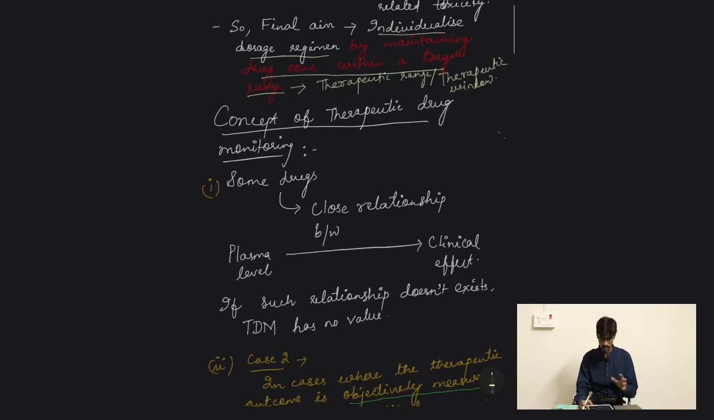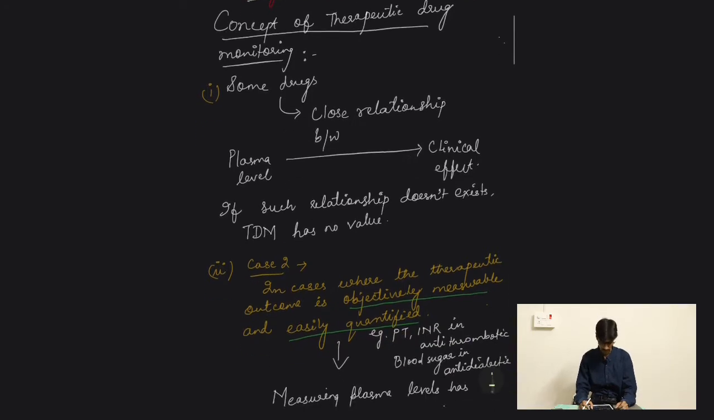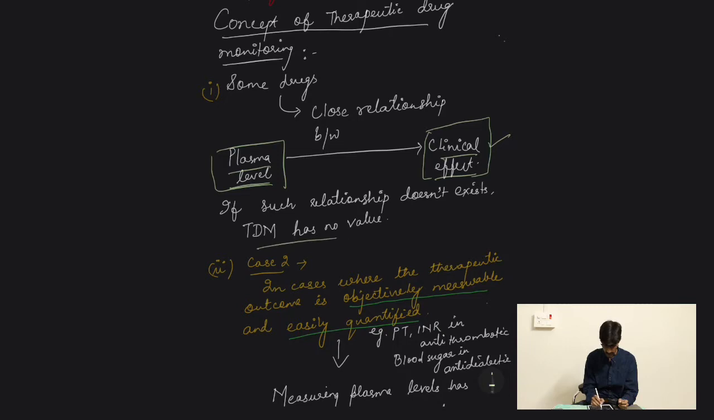Coming to the concept of therapeutic drug monitoring, there are three case scenarios. First one is that some drugs have a close relationship between the plasma level and the clinical effect. In such cases where there is a relationship between the therapeutic plasma level and the clinical effect, only in those cases is therapeutic drug monitoring required. Whereas if such a relationship does not exist, then therapeutic drug monitoring is of no value.